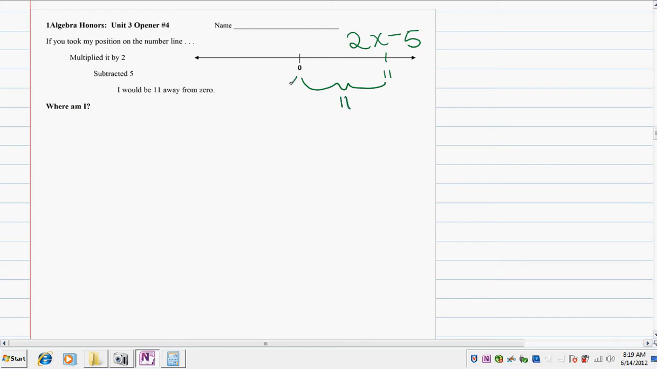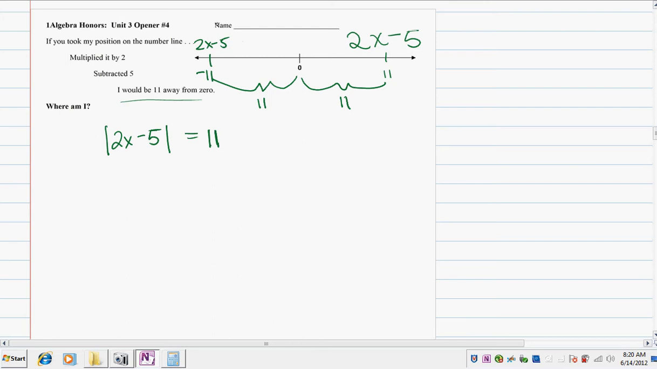But there's another location that is 11 away from 0 over here at negative 11. So 2x minus 5 can also be represented there. So we're saying the distance away from 0 is 11. The absolute value of my expression has to be 11. So if I took 2x minus 5, which is the representation of my position, and I found the distance away from 0, it would be 11.